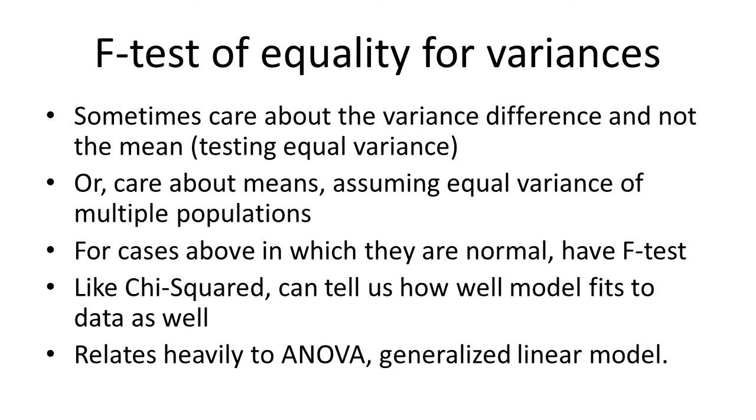It's not just two. For the cases above, you use the F-test, which is based on two random variables that have normal distributions. It's similar to the chi-squared in that it can tell you how well a model fits the data, in that you take the expected values from the observed values, and from that you get an F-test that can just tell you if it's significant or not. And it relates heavily to ANOVA, which I'll be covering next week.